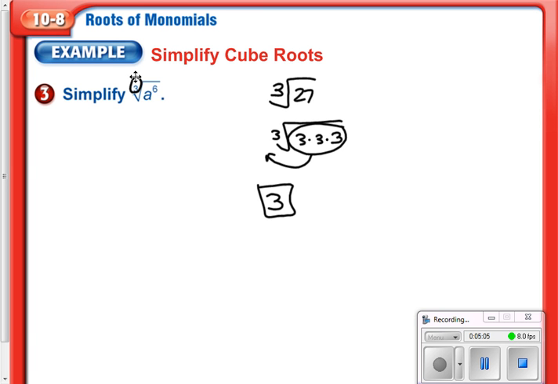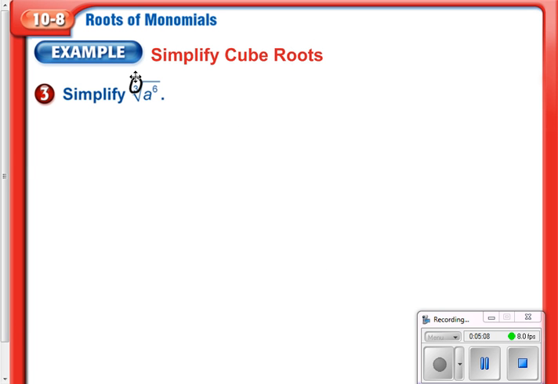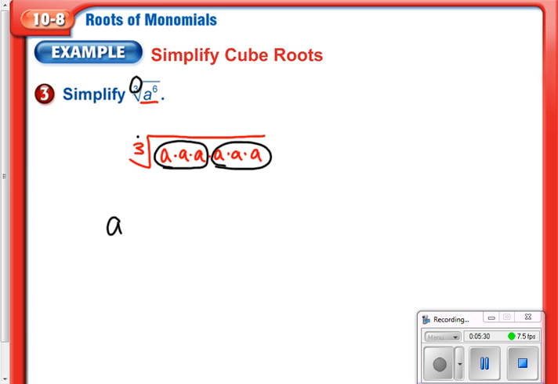So in example 3, we don't have a numeric value. We have an algebraic variable up there. So this is again a cube root. I'm going to break down a to the 6th, so I have 6 a's inside my cube root. The cube root is telling me I need 3 in order to move one out. So I'll move this one out. Here's a group of a's, and here's another group of a's. So I have a times a, which gives me a to the second power. So the cube root of a to the 6th is a to the second power.